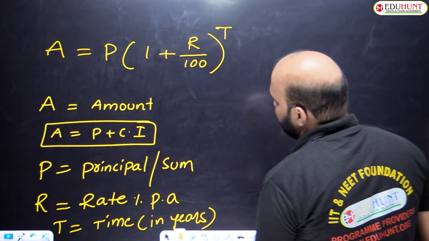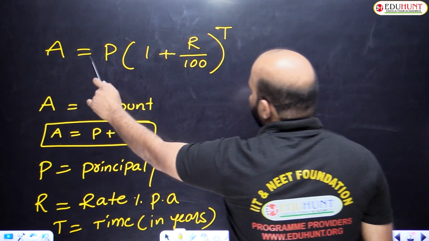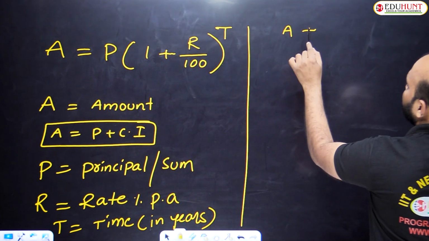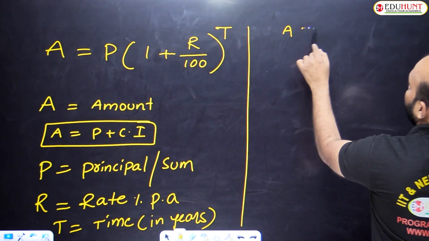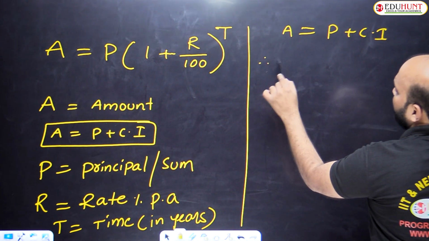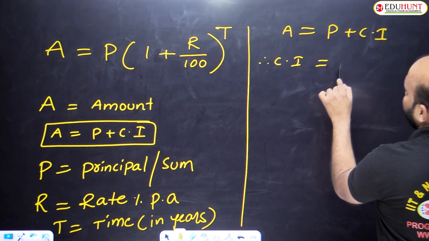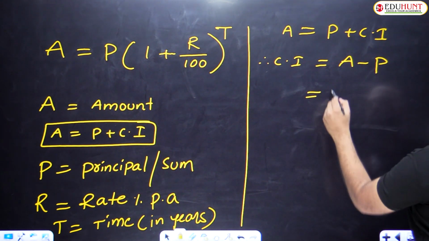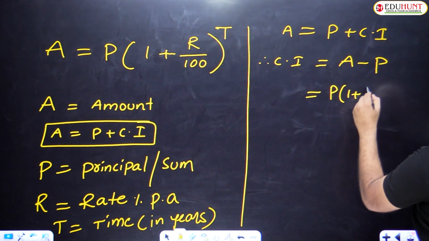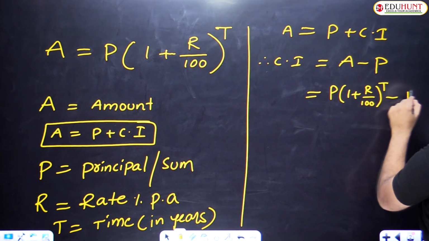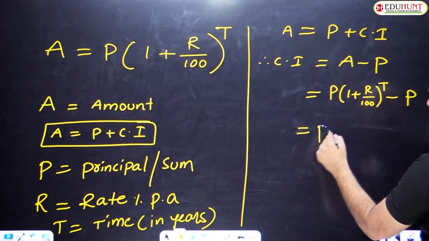So this is the compound interest amount formula. Clearly we need to notice that amount equals principal plus compound interest. Am I clear? Therefore compound interest can be written as A minus P. So it can be extended: A equals P into (1 plus R by 100) whole power T, minus P. On both sides, which one is common? P is common.